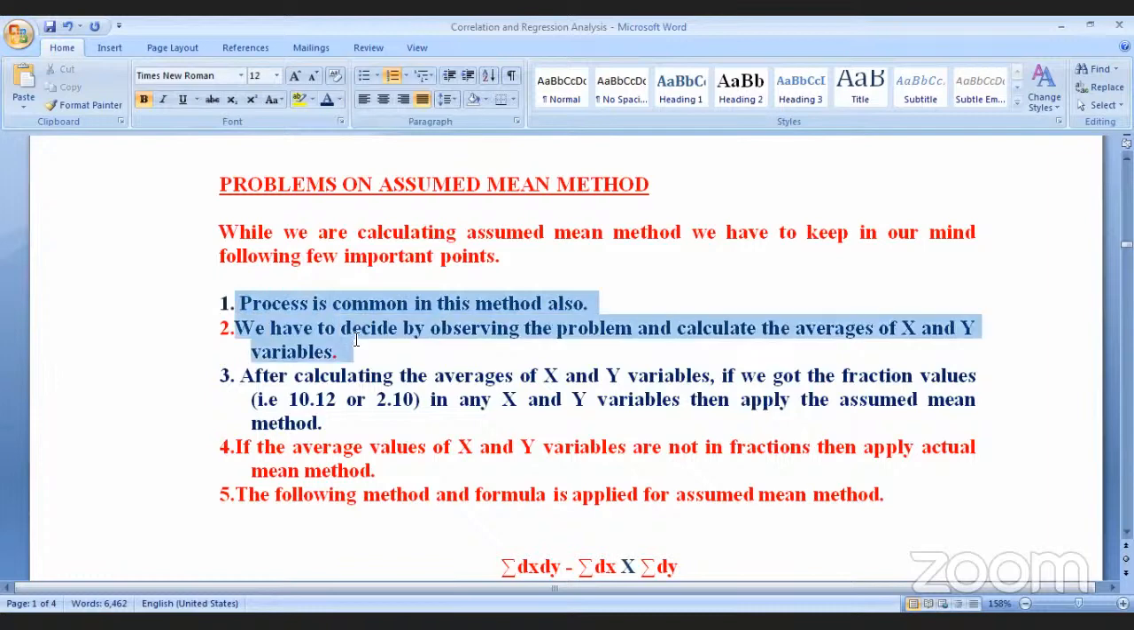Okay, you observe carefully. After calculating the averages of the x and y variables, if we get a fraction value, that is 10.12 or 2.10, either in x bar or y bar, then we are going to follow the assumed mean method. In the previous problem, 34 and 35 were whole numbers in both x and y. Either x bar or y bar, not in fraction or decimal, like 10.12 or 2.10. If this happens in two situations, or even in one situation, we have to follow the assumed mean method only. If the average values of x and y variables are not fractions, then apply the actual mean method.